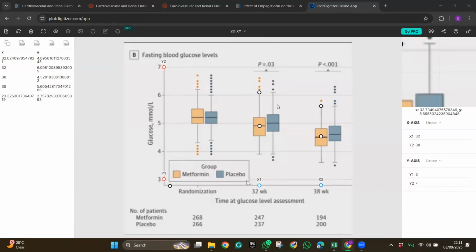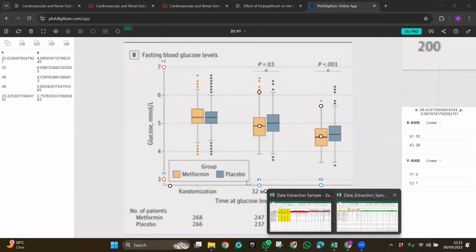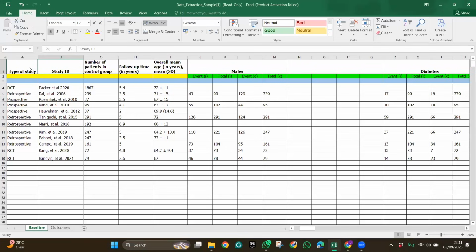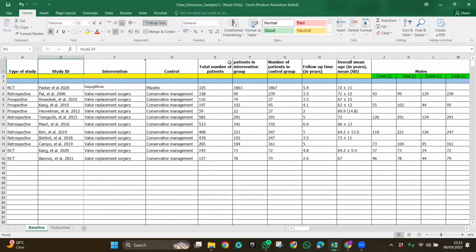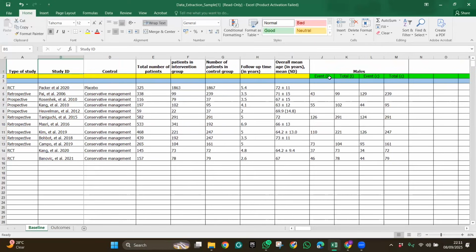Then we learned how to make the baseline table. I'll show you the baseline table again. We wrote the study: first column is for type of study, then study ID, then the intervention and control number of patients. We wrote the total number of patients by adding the intervention and the control group populations. Then the follow-up time, I told you how you're supposed to write it. How are you going to decide whether to write the whole duration or the mean duration? It will depend on the format in which the majority of the studies are reporting that data.